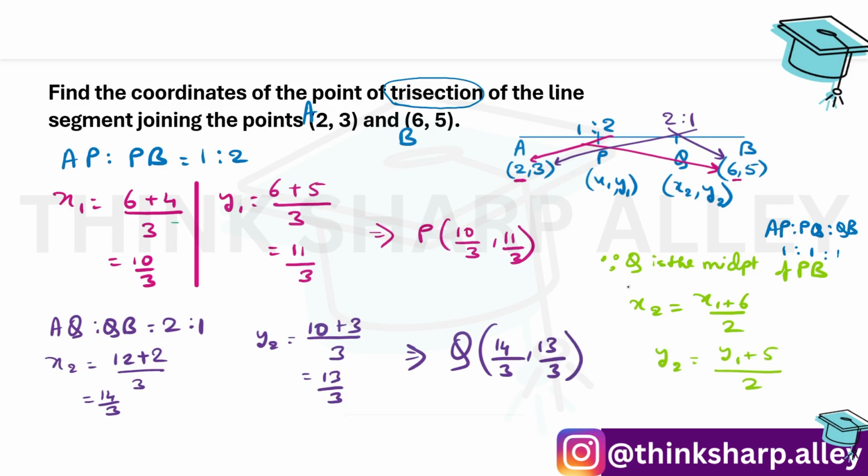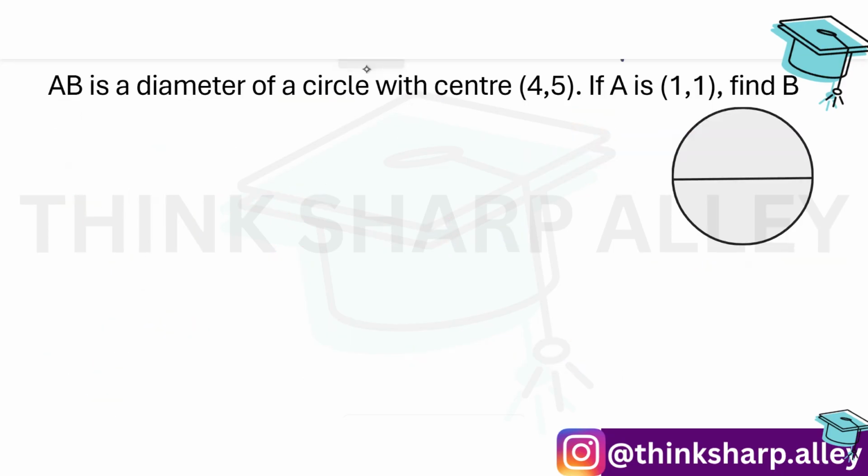So whether you use the green method or the purple method, like the midpoint formula or the section formula, your answer will be the same. Another application of the midpoint formula would be a sum involving a circle. Now here AB is a diameter of a circle. So I have already drawn a circle, and let's name the diameter AB with the center. So let's name the center C, and that is 4, 5.